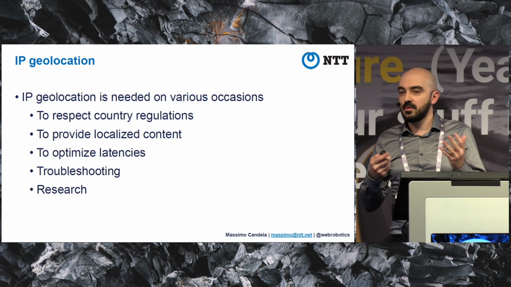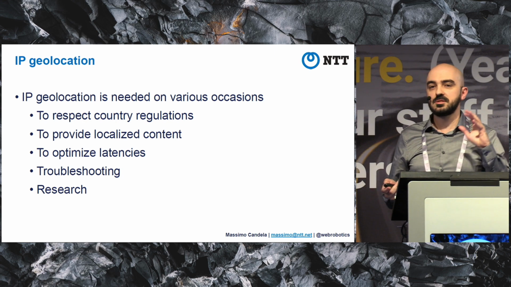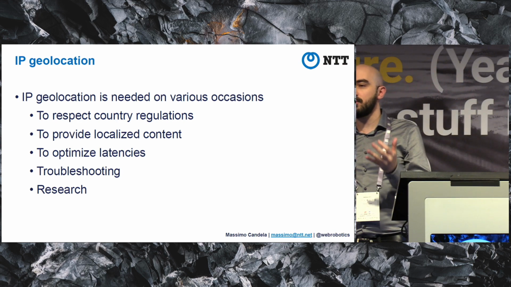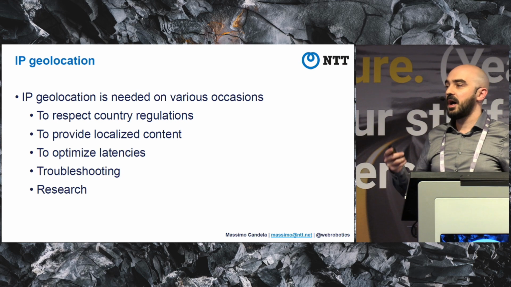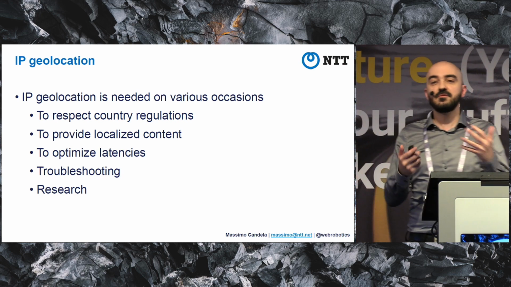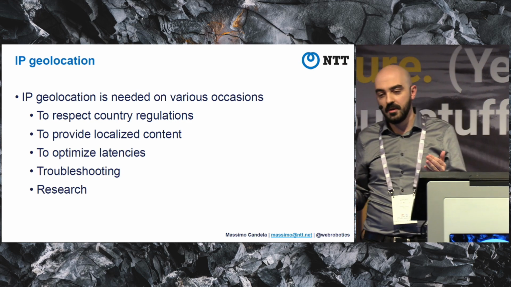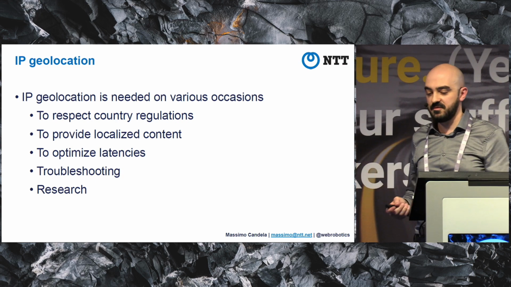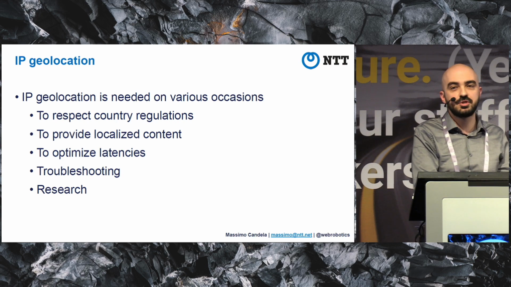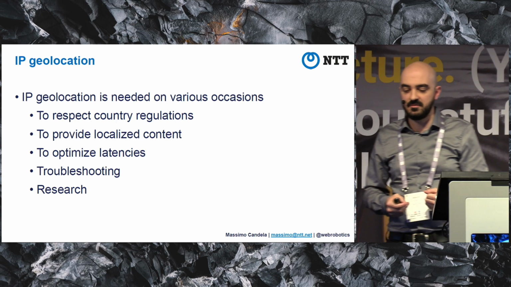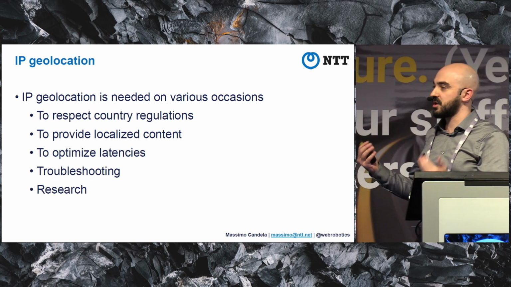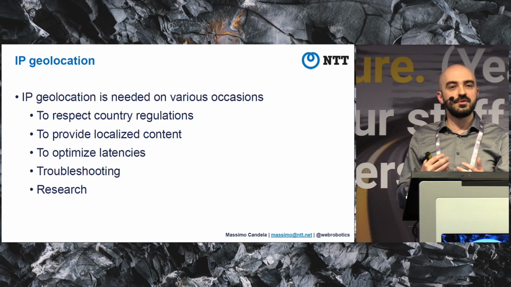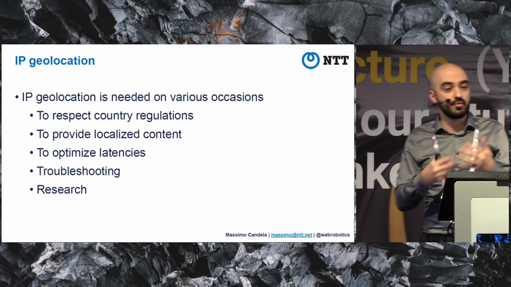But let's start from the beginning. Why IP geolocation? Why does it matter? Given an IP address, you want to know the geolocation of where this IP is. It is important because if you operate a network or a service, at some point you will face the need for geolocation. It is used, for example, to respect country regulation, such as data locality and copyright, to provide localized content like the language of a website or a movie that makes sense only in a specific country, and to optimize for latencies or troubleshooting. Operators have been doing troubleshooting for decades now by annotating reverse DNS with IATA codes and CLLI codes. And so it is a need.